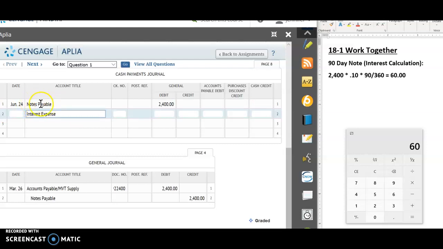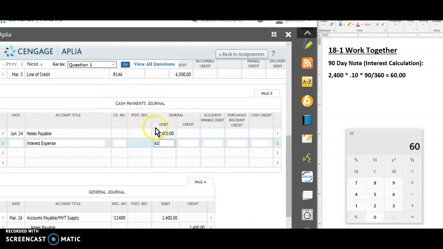Okay, so the notes payable is for the actual amount of the loan, and then we also had to pay the interest, and we know expenses are always debits, so that's also going to be a debit right here for 60. So we're in our cash payment journal, so if we are paying back $2,400 and $60, our cash credit has to be both of those, which would be $2,460. Remember, your debits always have to equal your credits.